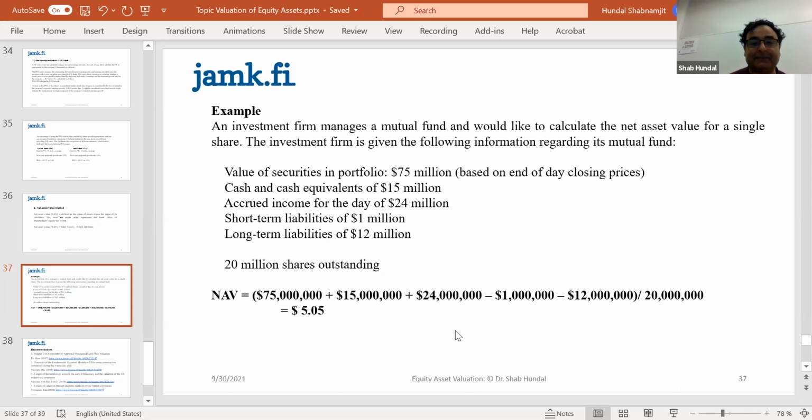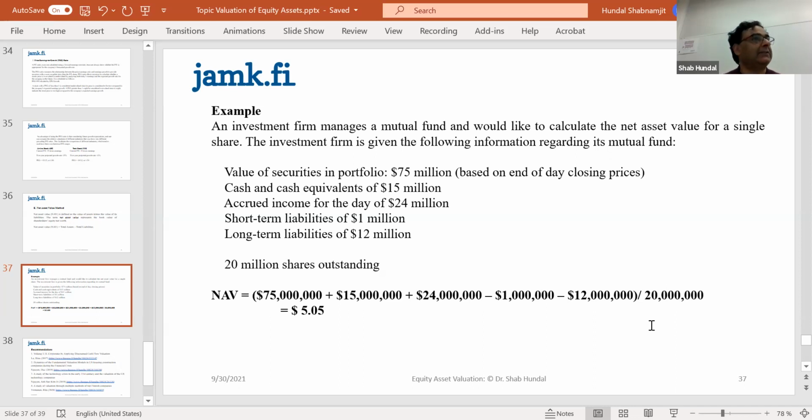So we make some calculations and then we divide by what? The number of shares of the company. And in this case, there are 20 million shares of this company. So we divide it and we find out the net asset value price of the stock. So it means the theoretical price of the company is $5.05. So I don't see any problem with that.